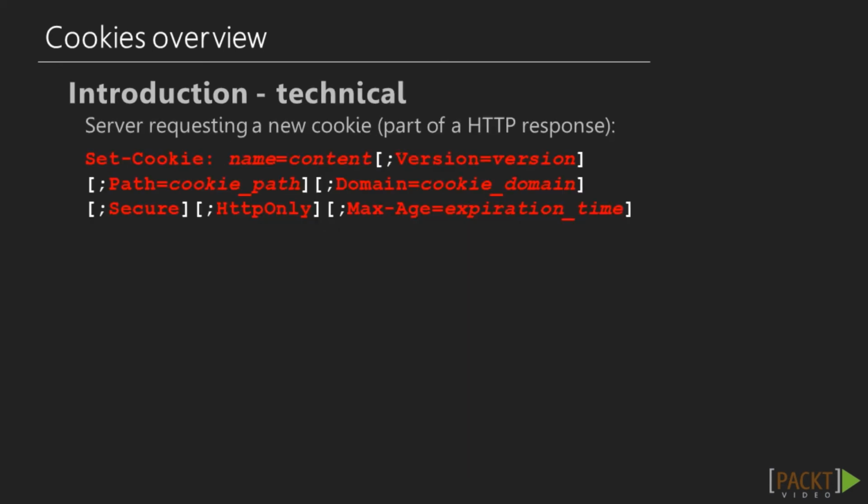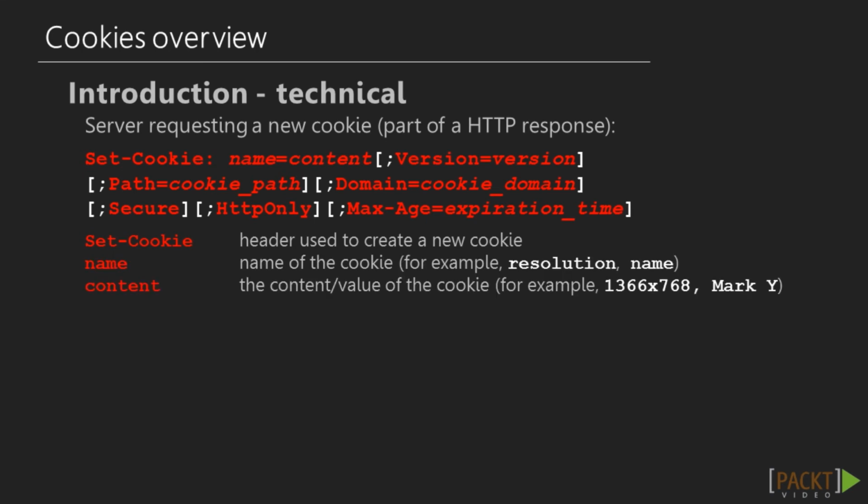In order to instruct the web browser to create a cookie, a web server should send the HTTP response that contains a part dedicated to this goal. This part of the HTTP response is made of several hints or options. First, we have the set cookie, which basically instructs the web browser to create a new cookie. Next, we have the name of the cookie and the content that the web server wants to store on the client machine. This content can be a string or a number up to 4 kilobytes in size.